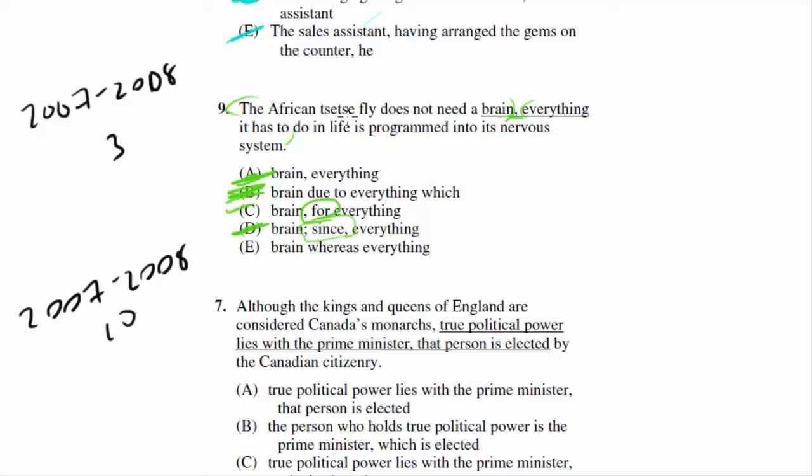"The African tsetse fly does not need a brain, whereas everything it has to do in life is programmed into its nervous system." So, again, not a great way to put together two clauses. We don't really do it with "whereas," and there might even be a run-on sentence. So the best choice here is for sure C.